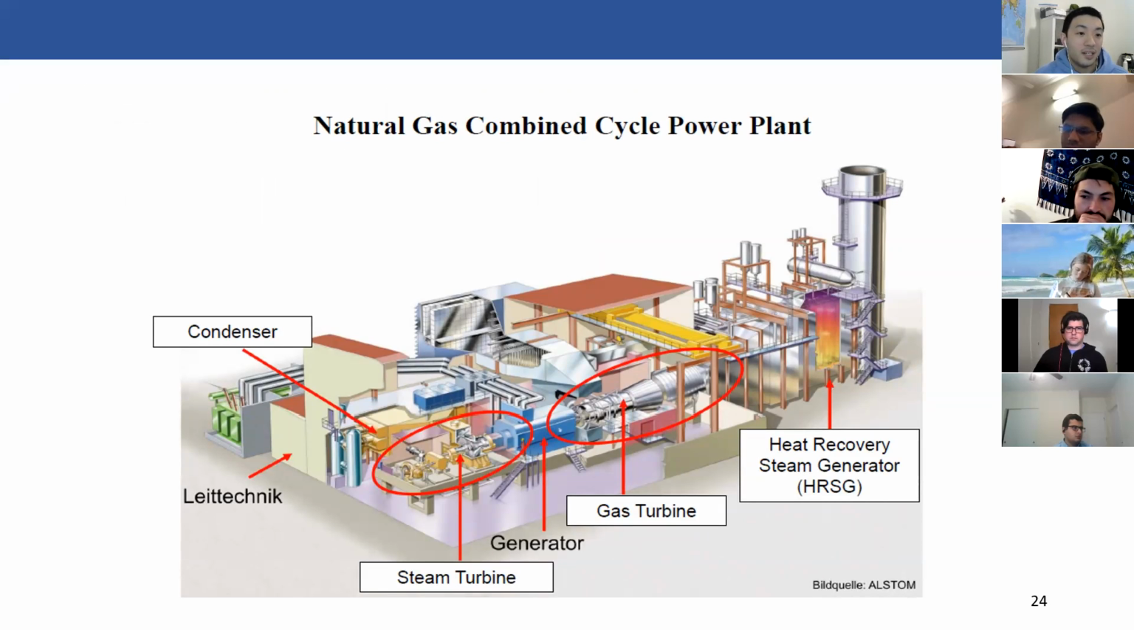Okay, so this is a simple diagram of a combined cycle power plant. Here we have both the gas turbine with your generator, and then that's connected to a steam turbine.